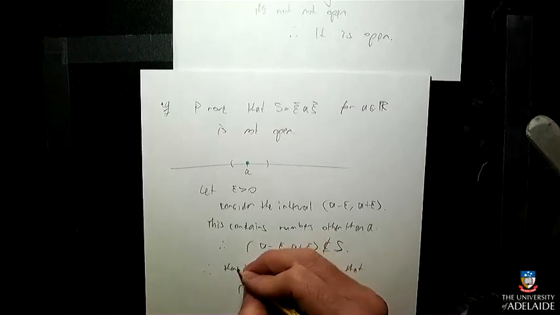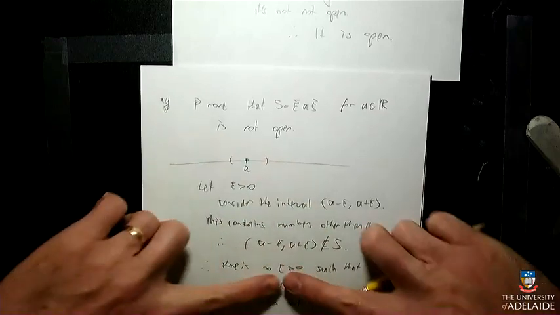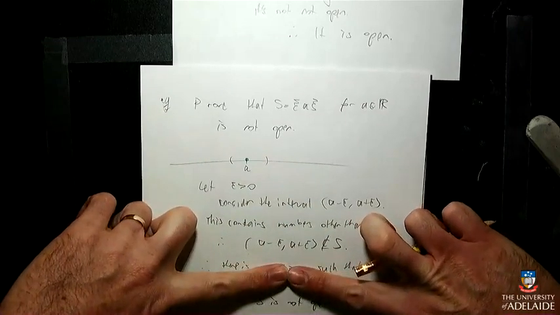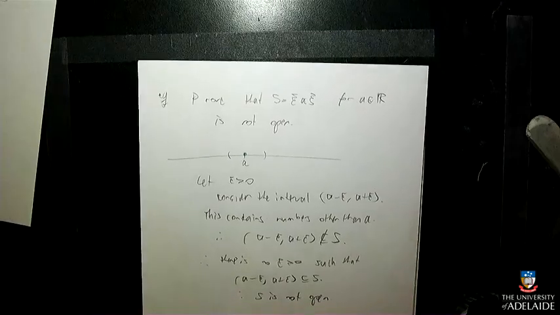Now, I don't know how pedantic the person marking your exams is, because sometimes they'll be okay with you just going straight to S is not open from the previous statement, but it feels more complete to explicitly say that there isn't an epsilon that makes this work for that point, and so therefore it's not open, because if it was open, there would be an epsilon that made it work.